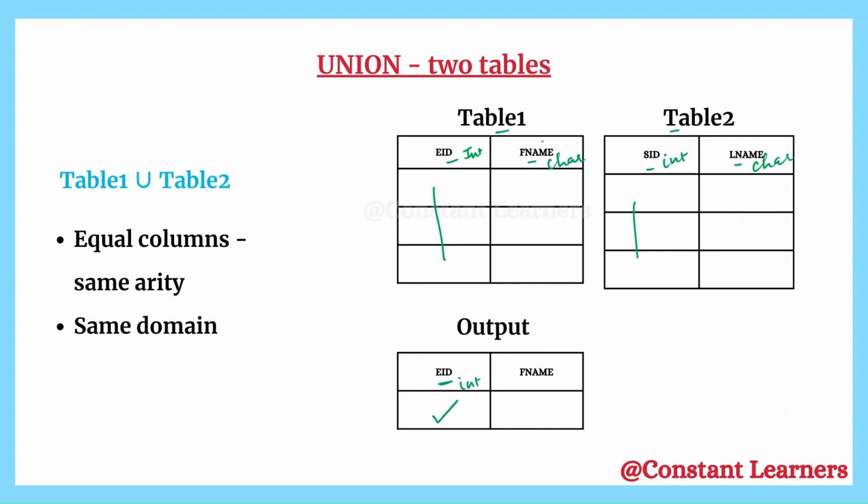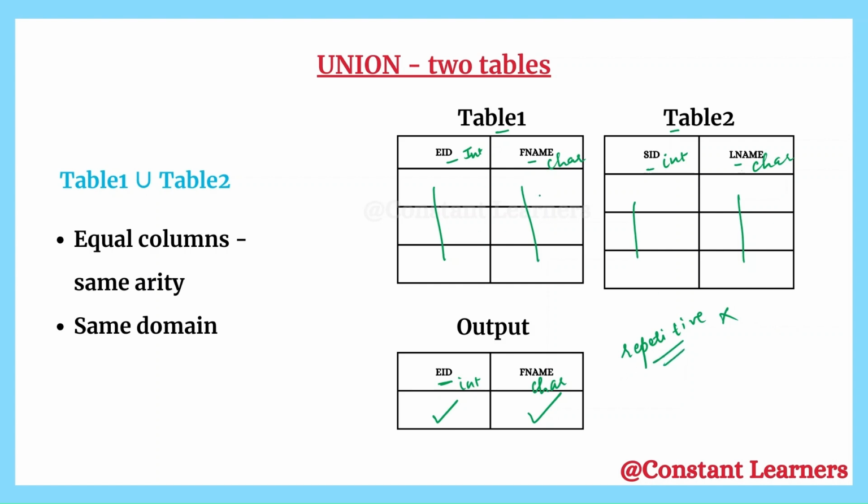Then this first name will combine with the last name. The output column will be first name, it will accept characters. So all of these will be combined with all of these and all the values will be accepted. But we need to remember that the repetitive or redundant data is eliminated. Repetitive data will not be accepted.